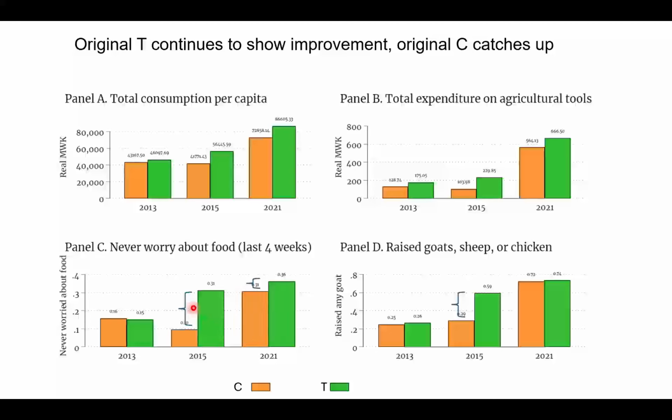That's the story: everyone is getting better, but the control group is catching up to the treatment group. You can see that, for example, in agricultural tools, which shoot up, but again the initial separation has gone away. Same with livestock. The impacts at 2015 essentially disappeared, not because the treatment group is getting any worse. They're still receiving the cash. But the control group has caught up.